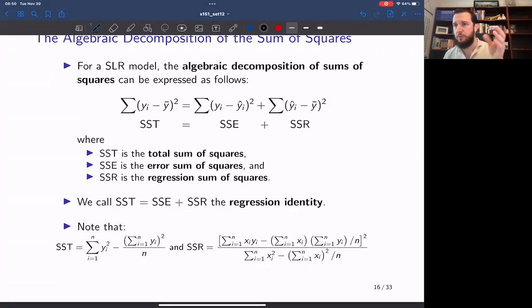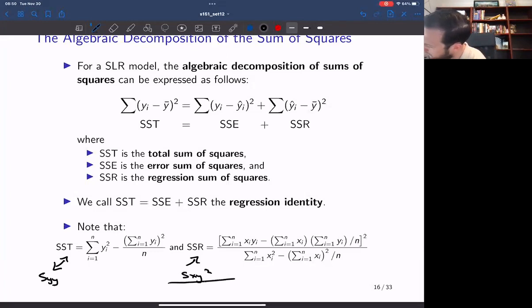Now, for our purposes, we don't need to worry too much about how these calculations are going to unfold. There are some formulas given below that will help you compute SST and SSR. Again, notice that SST is actually the same thing as SYY, and SSR here is SXY squared divided by SXX.